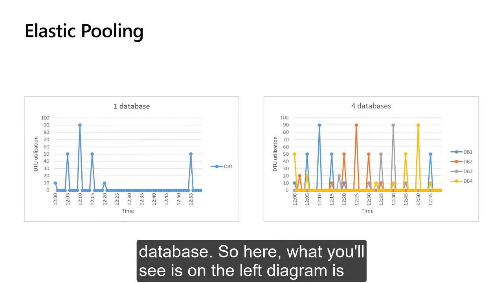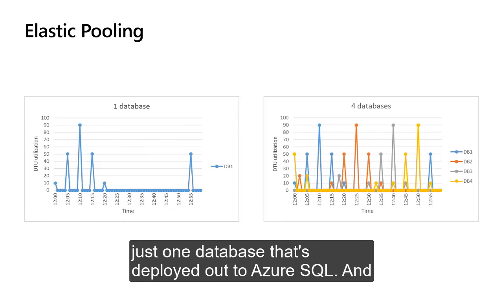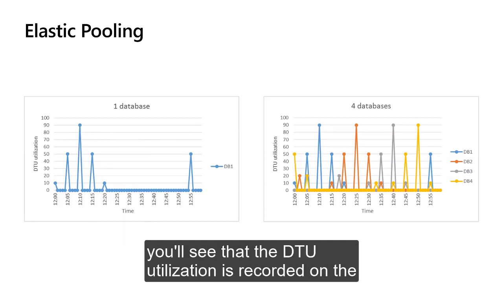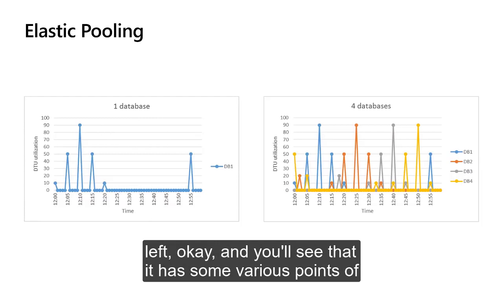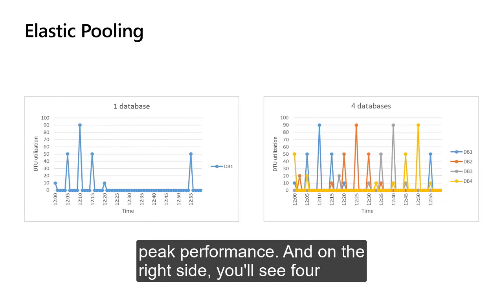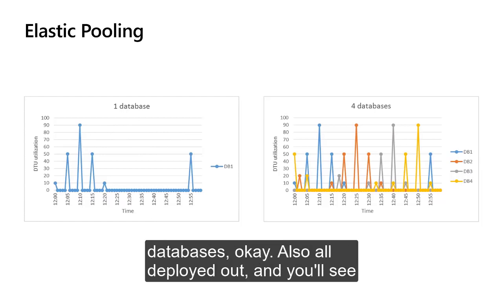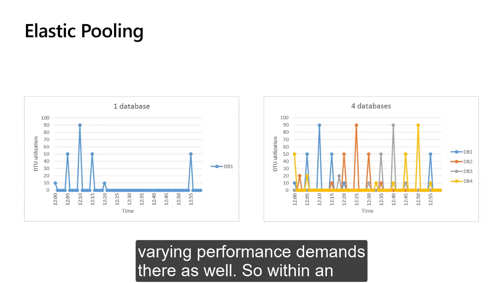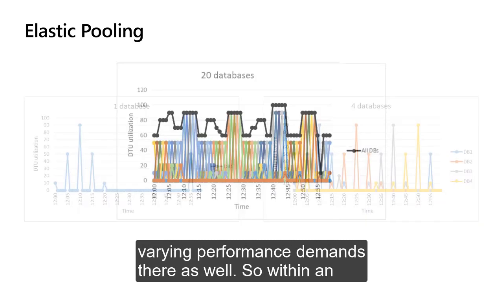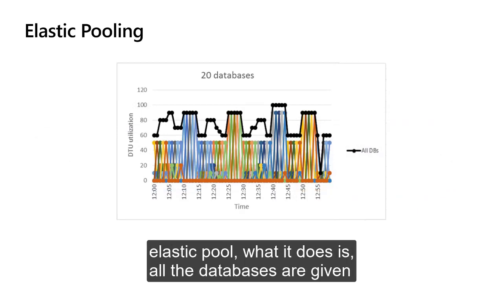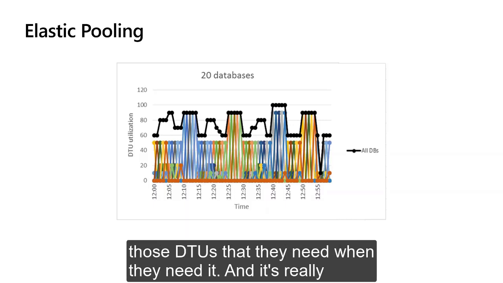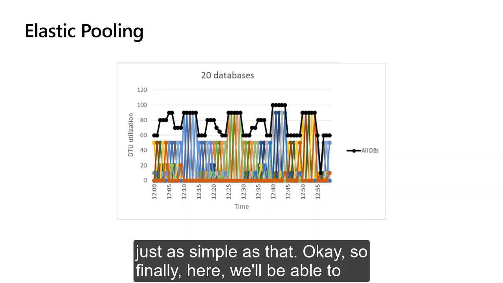So here what you'll see on the left diagram is just one database that's deployed out to Azure SQL. And you'll see that the DTU utilization is recorded on the left. And you'll see that it has some various points of peak performance. And on the right side, you'll see 4 databases, also all deployed out, and you'll see varying performance demands there as well. So within an elastic pool, all the databases are given those DTUs that they need when they need it. And it's really just as simple as that.